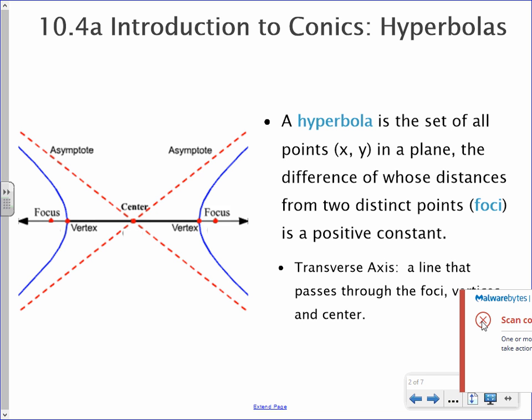But we have the major axis and minor axis in an ellipse. We call the axis where the foci, vertices, and center are in a hyperbola the transverse axis. So this is a horizontal hyperbola that I have drawn up here because the transverse axis is horizontal. Center, vertices, and foci are all horizontal from each other.